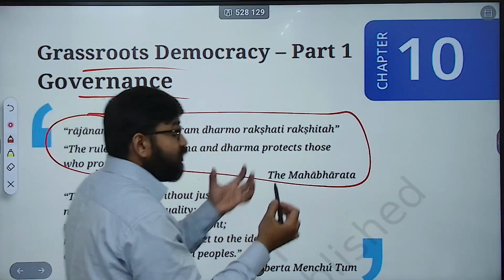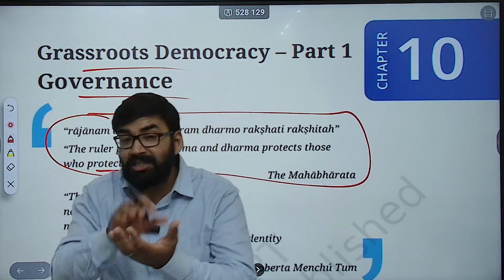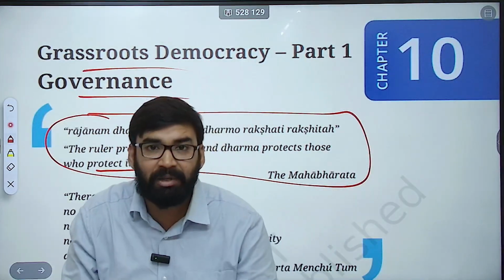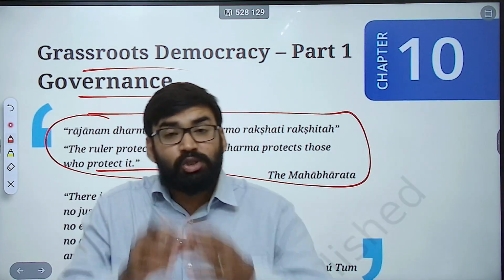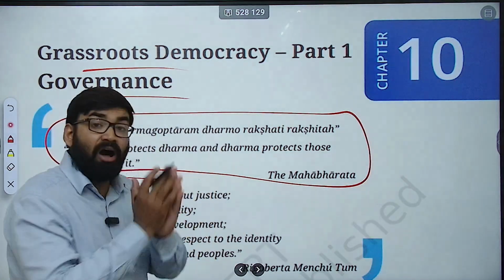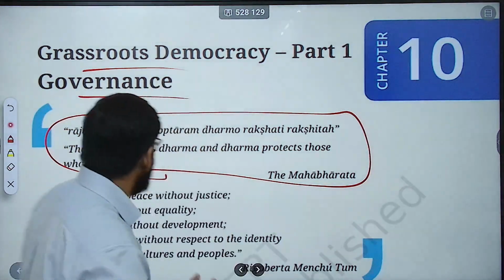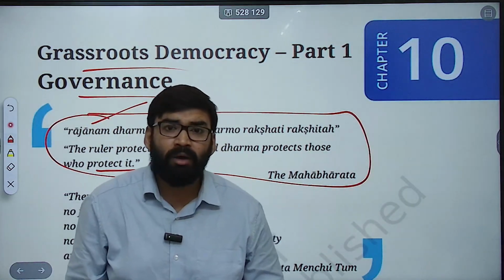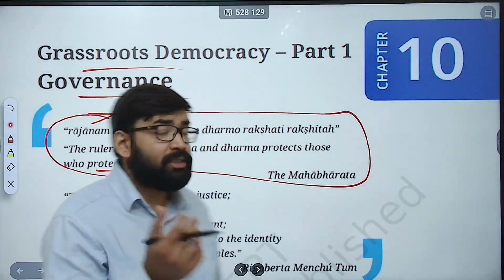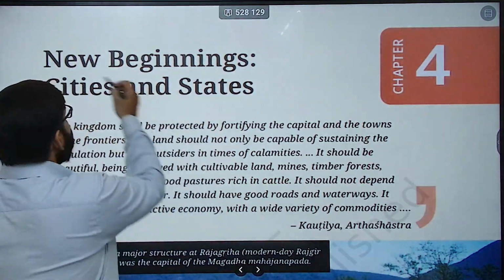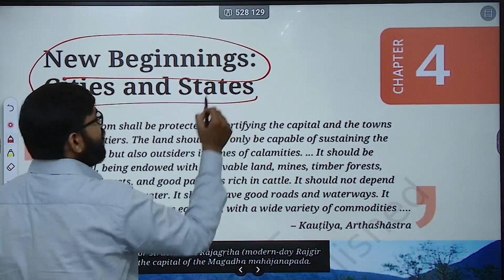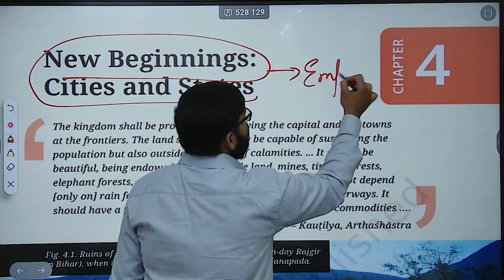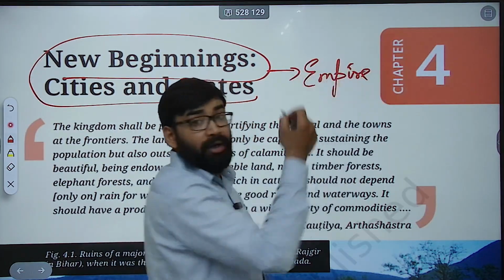Now remember this thing, these NCERTs are going to teach you how to write an essay even in the UPSC examination. Anecdotes. So these NCERTs are fruitful for your preparation. As you can see here, the quote from Mahabharata. Then apart from this, there is a chapter on new beginnings, cities and state, which is related to the emergence of empire in ancient times, like the Mauryan Empire.